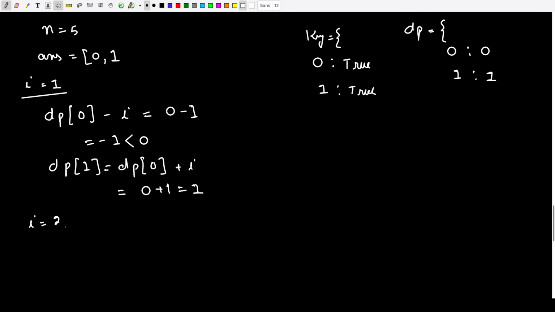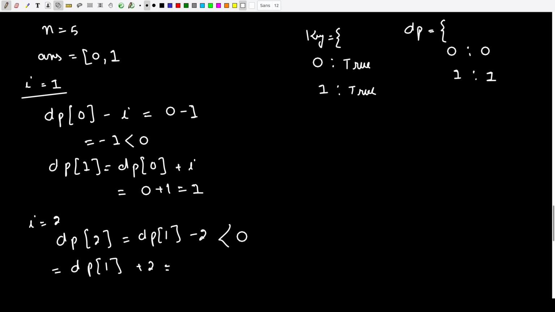Now when i is equal to 2, again we evaluated dp of 2. So dp of 2 is equal to dp of 1 minus 2, and this turns out to be less than 0. That is why we are saying that dp of 2 will be equal to 1 plus 2, since dp of 1 is 1, and 1 plus 2 equals 3. Again we are going to make an entry in the answer. We are going to say that 3 exists in the list, so 3 is true, and the third element of the series is 3.